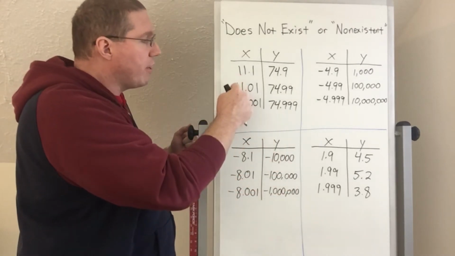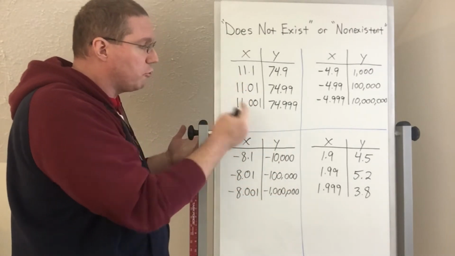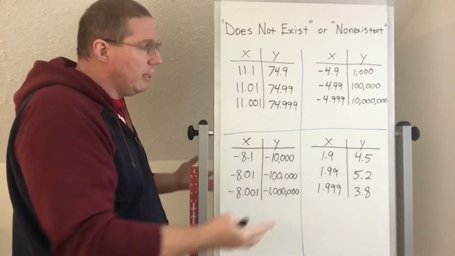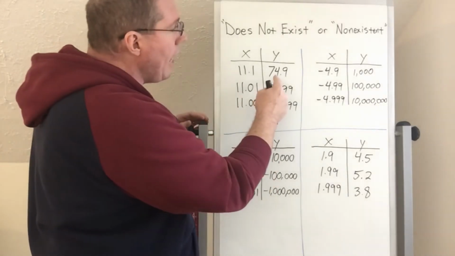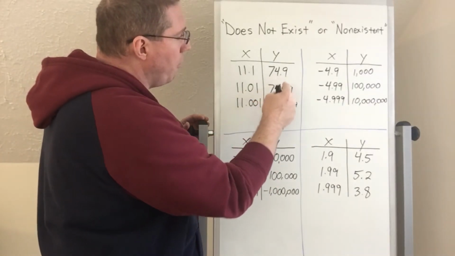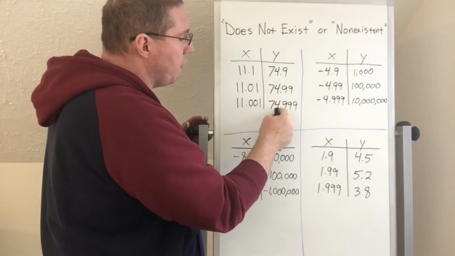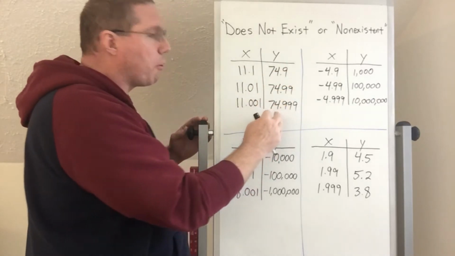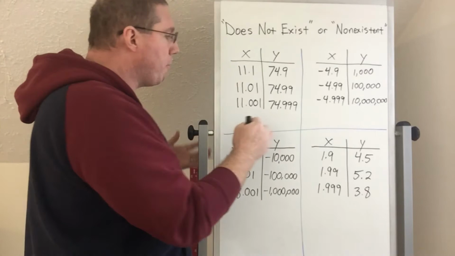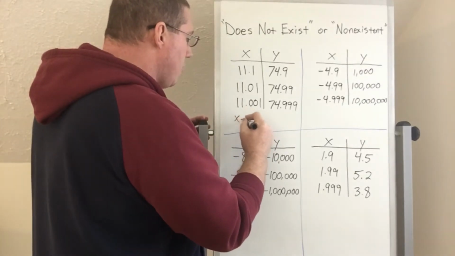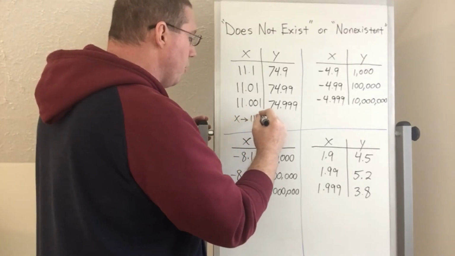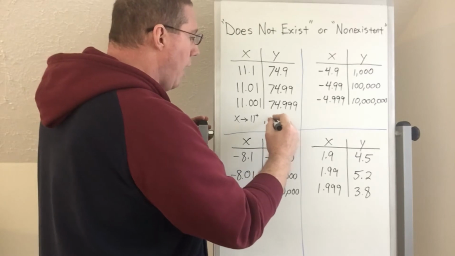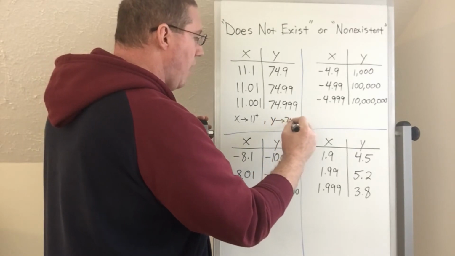So these numbers are getting smaller as they get closer to 11. So x is approaching 11. And look at here, y is approaching, we got 74.9, 74.99, 74.999. It looks like y is approaching 75. So in this particular case, as x is approaching 11 from the right, y is approaching 75, okay?